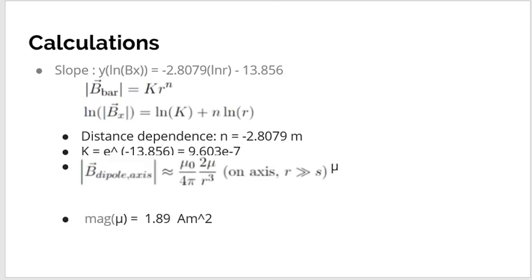From here, I calculated the value of k in order to set the k times r to the nth power equation to that of the dipole axis magnetic field. Rearranging the equation to solve for mu and plugging in values for the constants mu naught and pi, I found that mu was equal to 1.89 ampere meters squared.